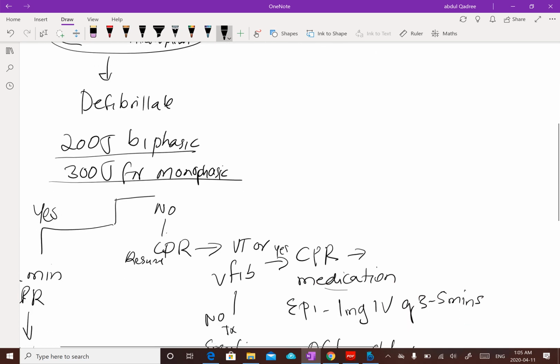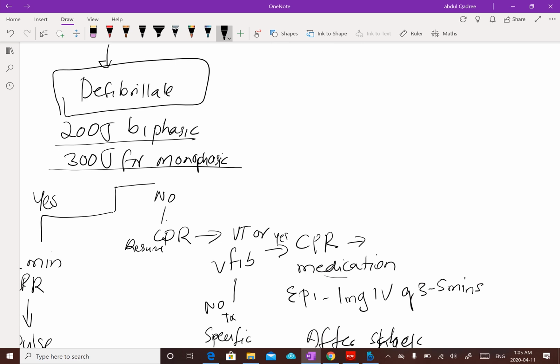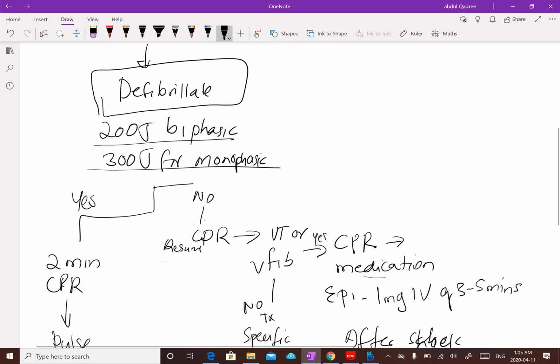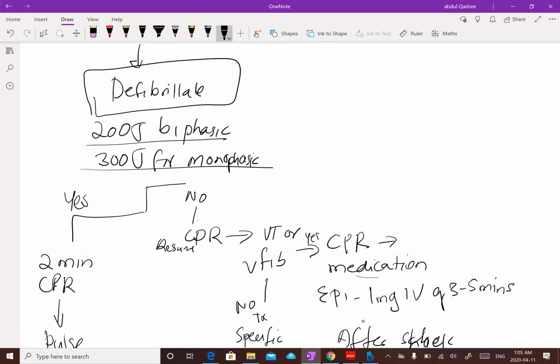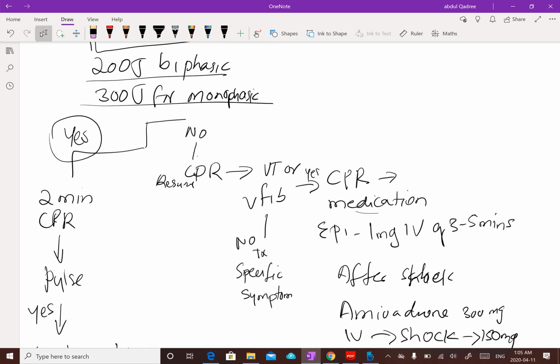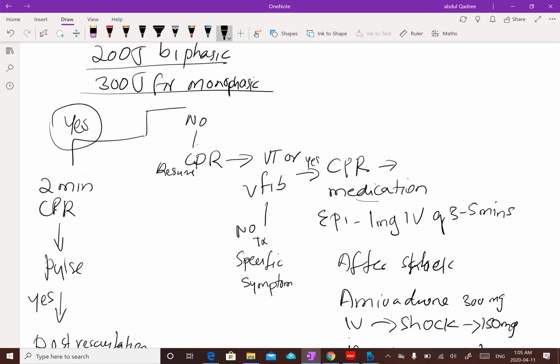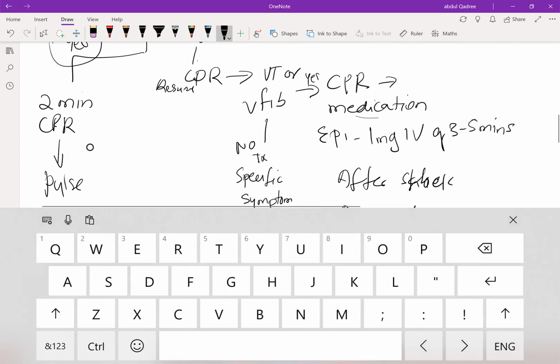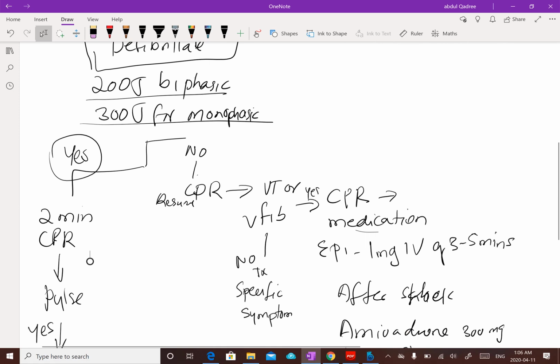Number 1, you defibrillate. If you defibrillate with 200 joules or 300 joules and there is a return to a normal rhythm, you continue another 2 minutes of CPR and check the pulse. If the pulse is there, you go ahead and do post-resuscitation care. But if the CPR did not return a perfusing rhythm, then you continue CPR.